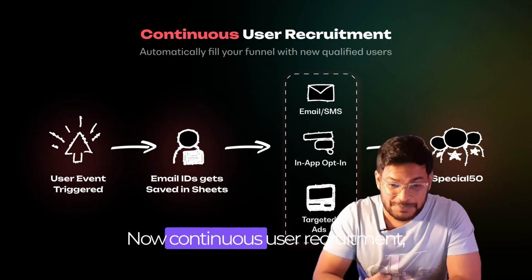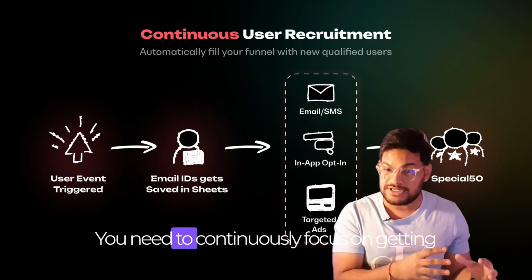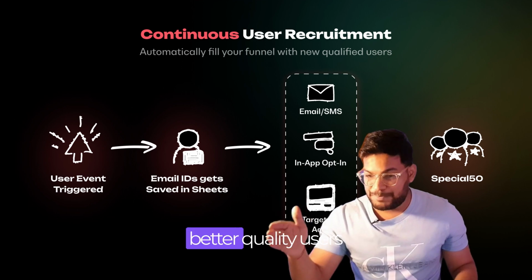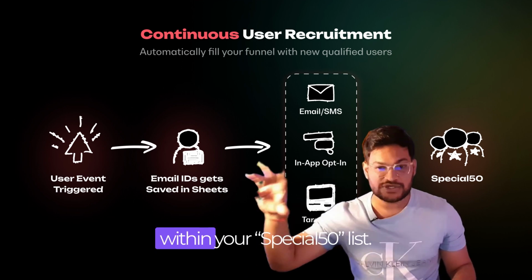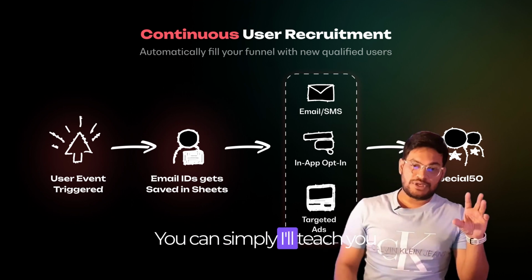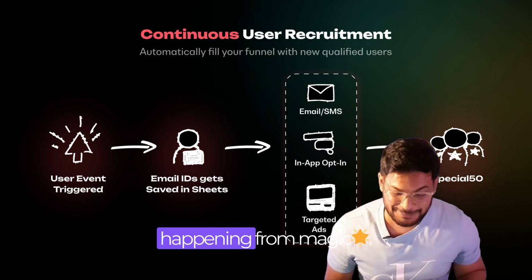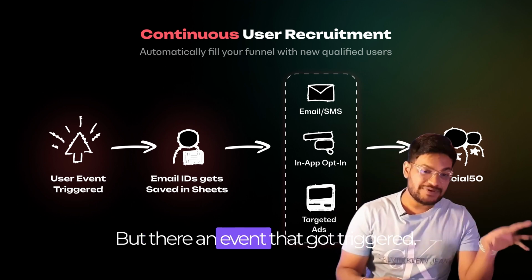Now, continuous user recruitment, as I just talked about, right? You need to continuously focus on getting better quality users within your special 50 list. How would you do that? I'll teach you how to automate that later, but for now, let's believe this is happening by magic. But there is an event that got triggered.